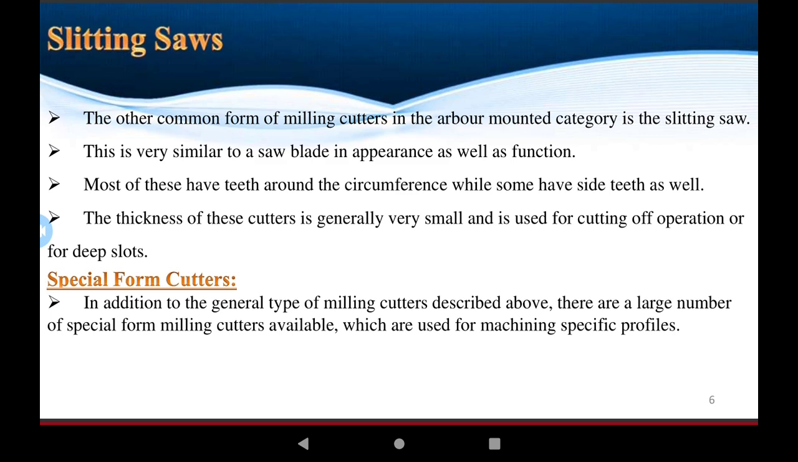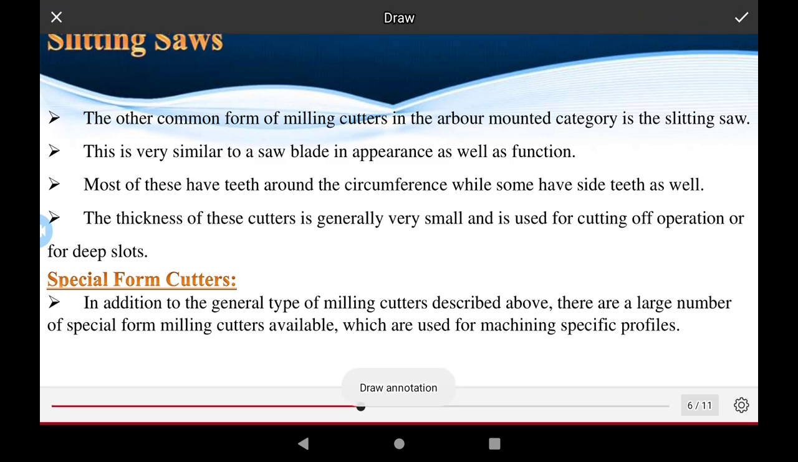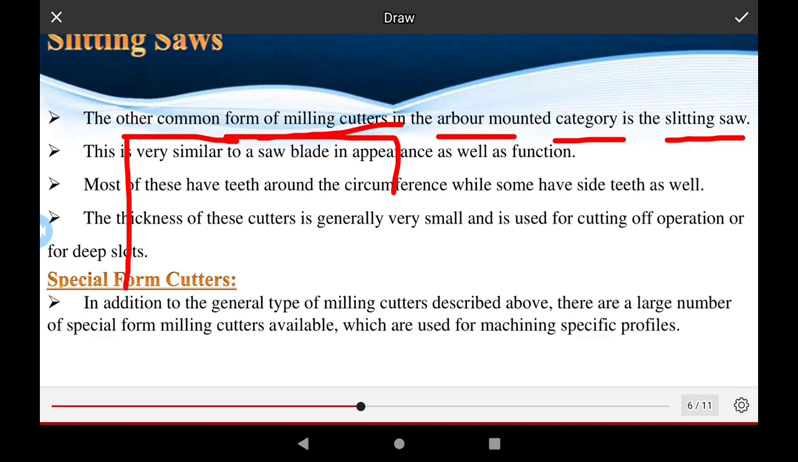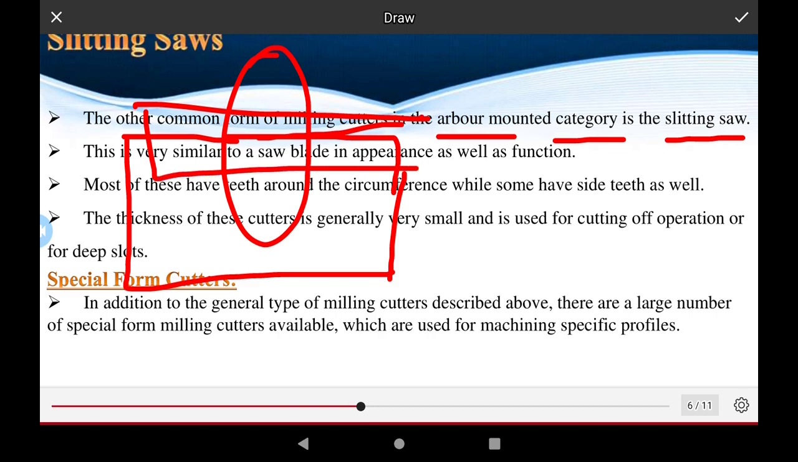The other common form of milling cutter in the arbor-mounted category is the slitting saw. Suppose this is the workpiece, and this is the tool mounted on the shaft. This is the shaft, and the tool is mounted on it.